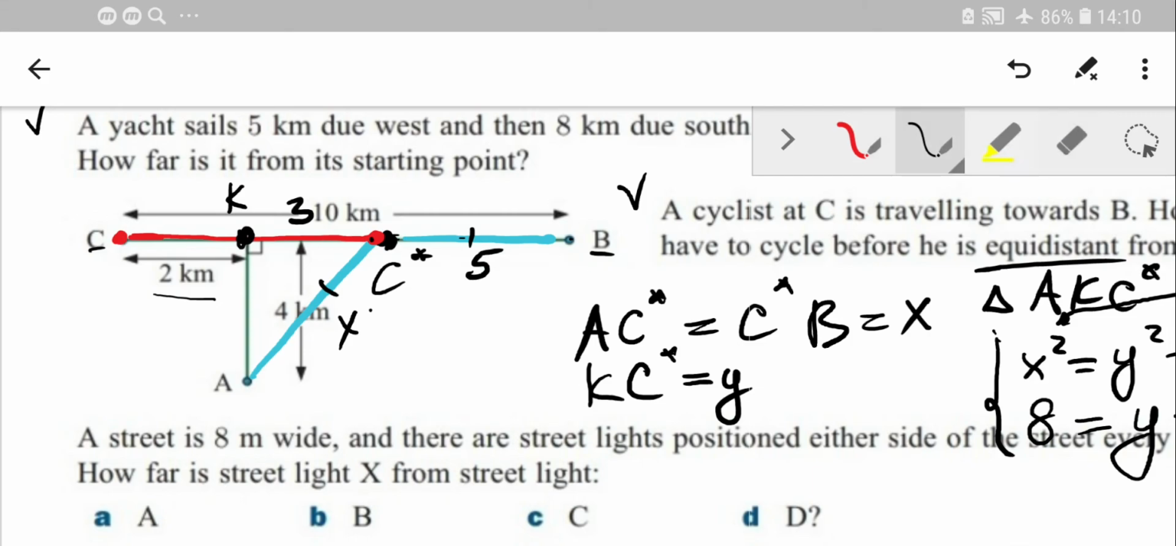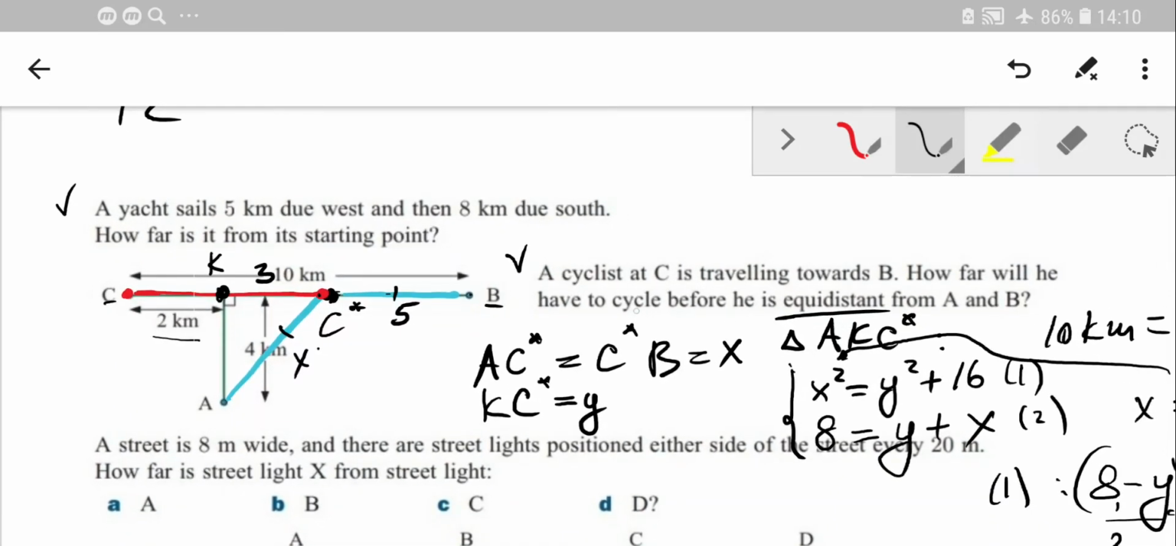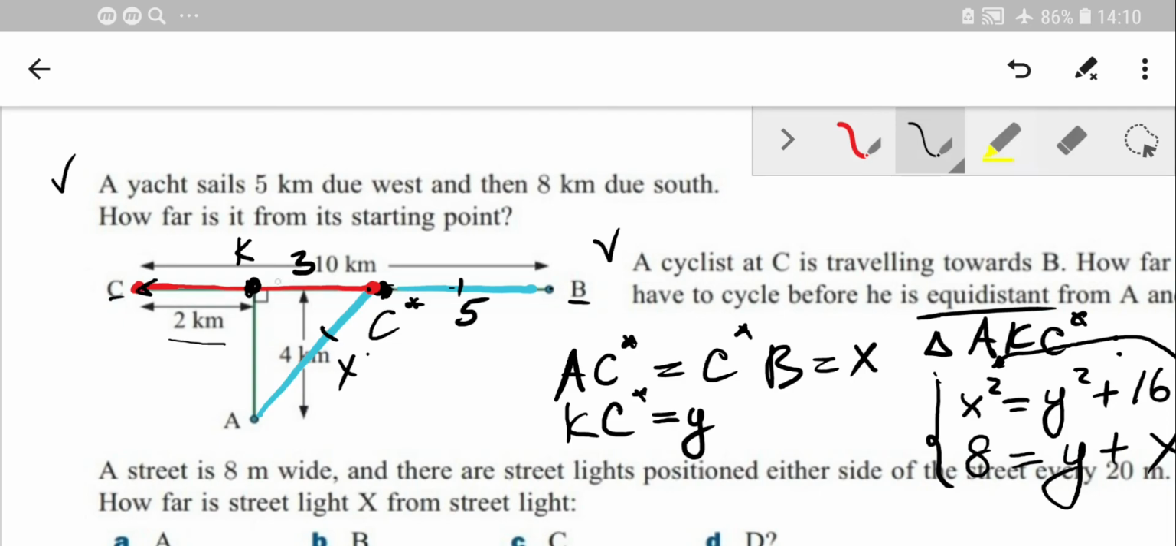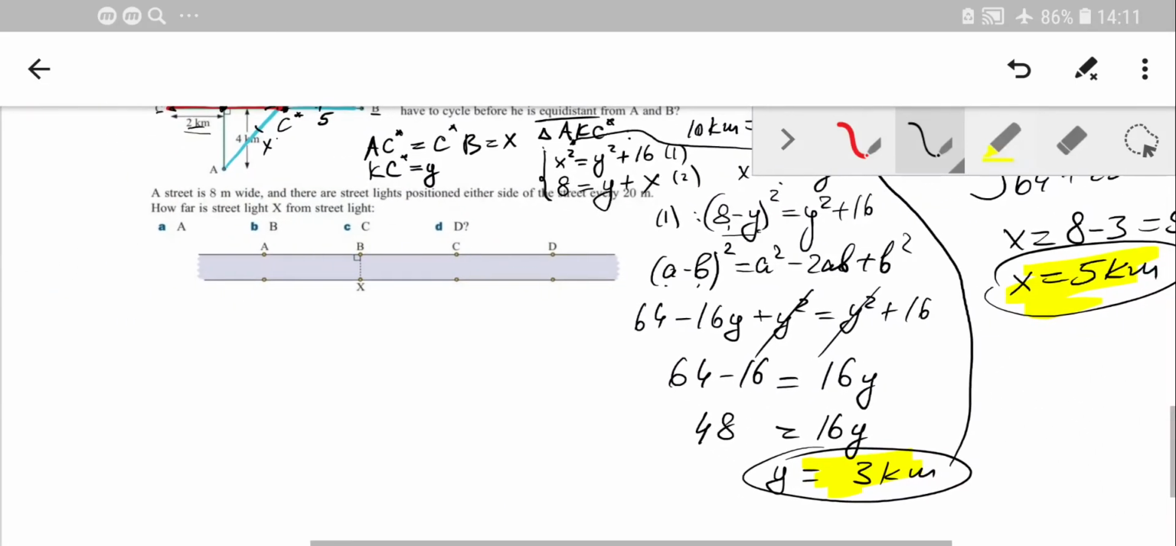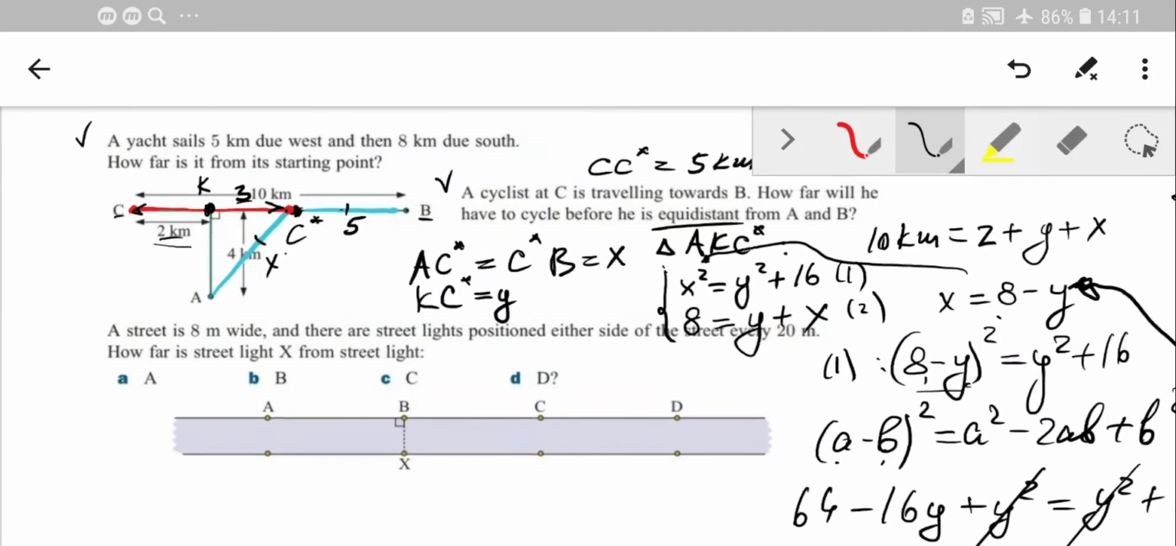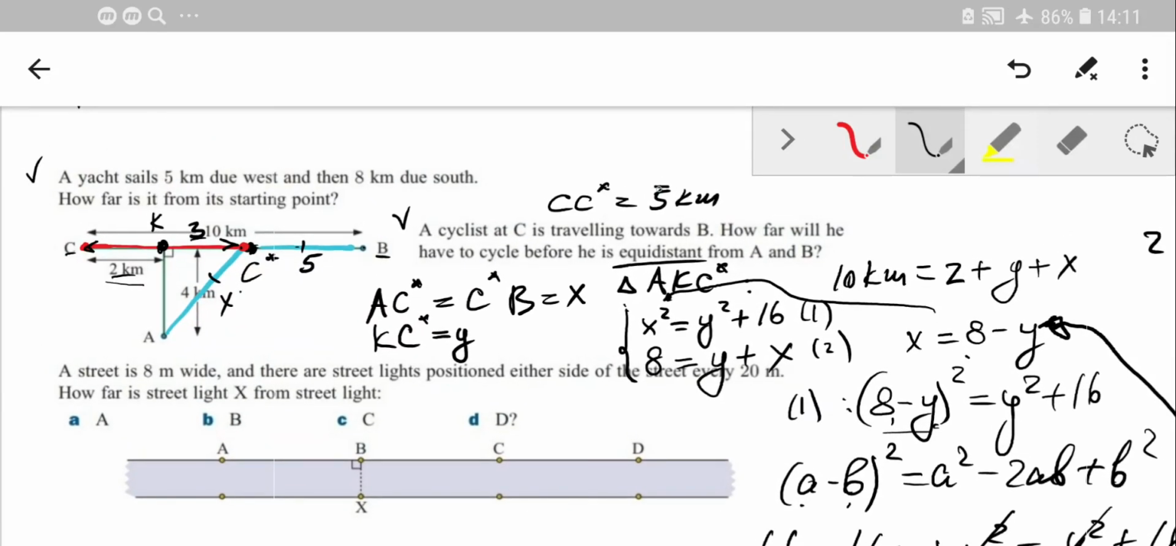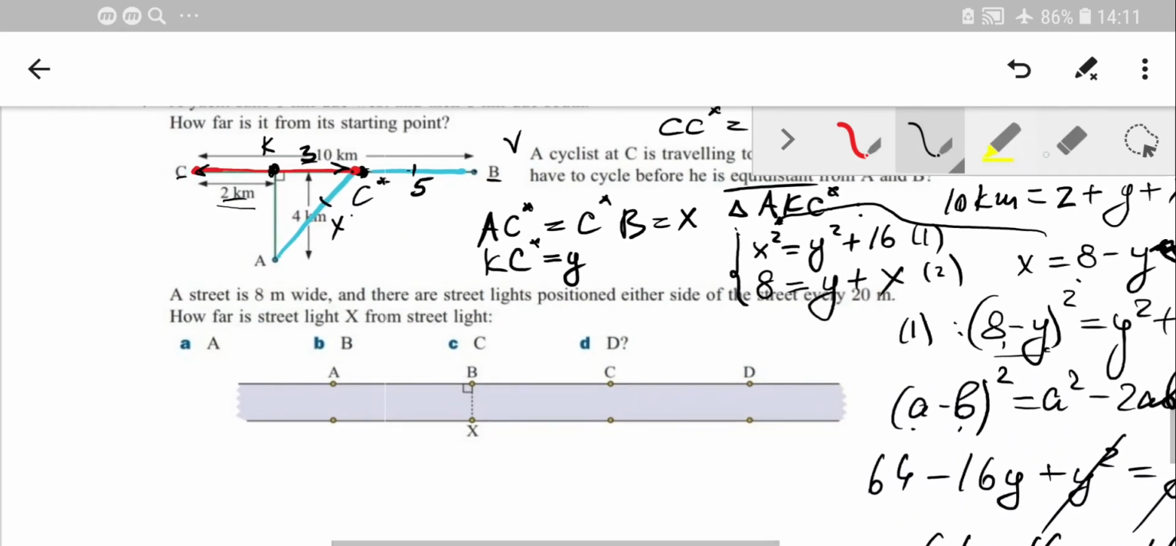But actually you need to find how far we'll have to cycle before he's equidistant. So basically you need to find this distance from C to C star. C star is 2 and 3 km together. It's 5 km. Okay, actually you weren't supposed to find x, but okay, we found it. The final question is just to find the distance to C star. Okay, it's 5. Okay, let's go to the last question here.